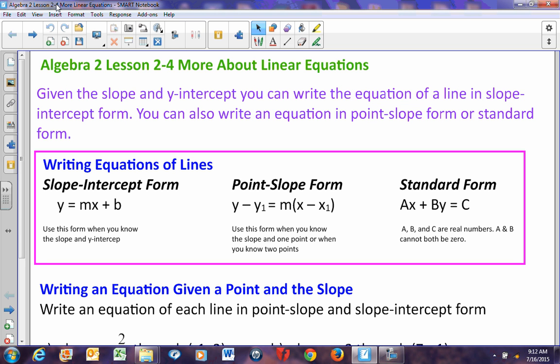If you're given the slope and the y-intercept, you can write the equation of a line in slope-intercept form. You can also write an equation in point-slope form or standard form. Slope-intercept form is y equals mx plus b, where m is the slope and b is the y-intercept. You use this form when you know the slope and the y-intercept.